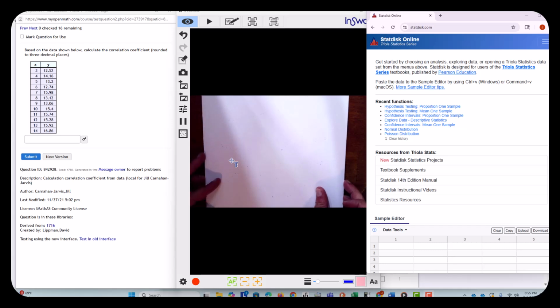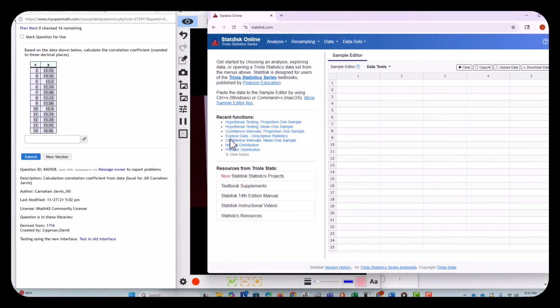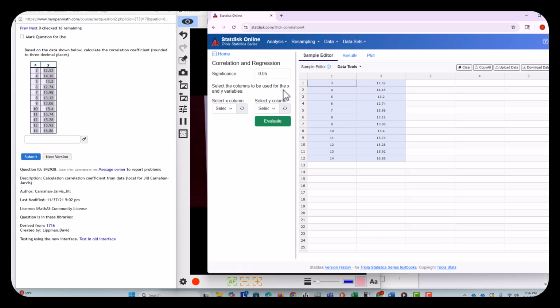Okay, so we're going to use StatDisk to find R for us. So I'm going to copy, and I'm going to bring this over here, and I'm going to the sample editor. I'm hitting Control V. Double check, make sure it copies in okay. Analysis, correlation. We're not worried about the significance right now. You can leave that as is. X is going to be in column 1 and Y is going to be in column 2.